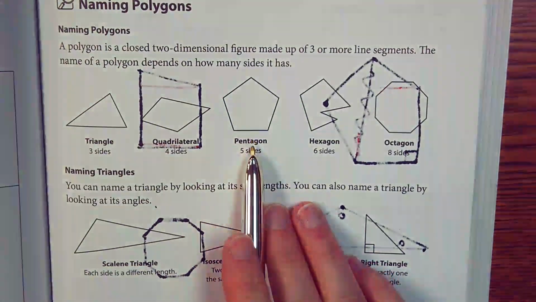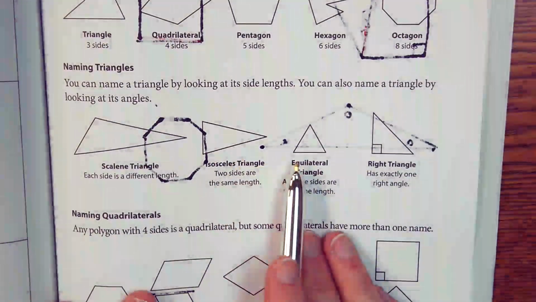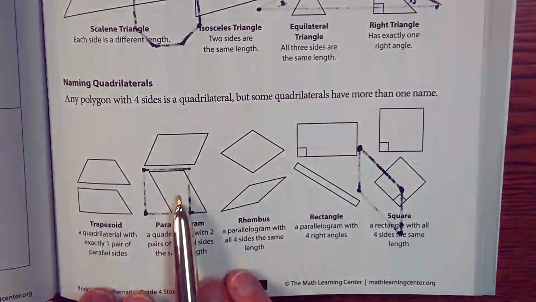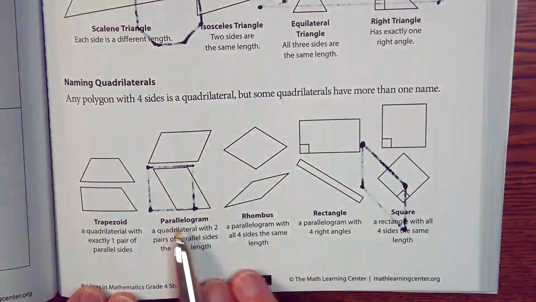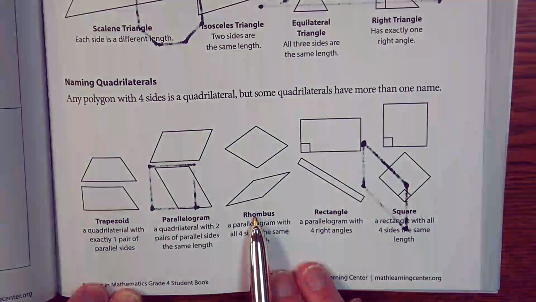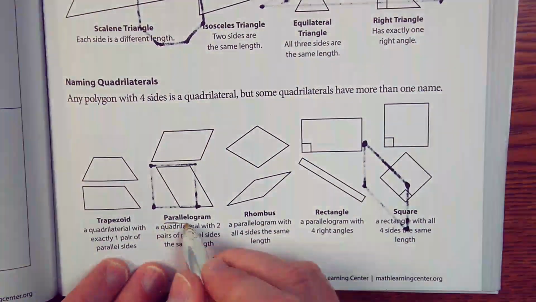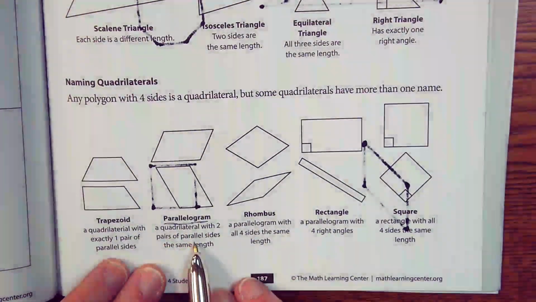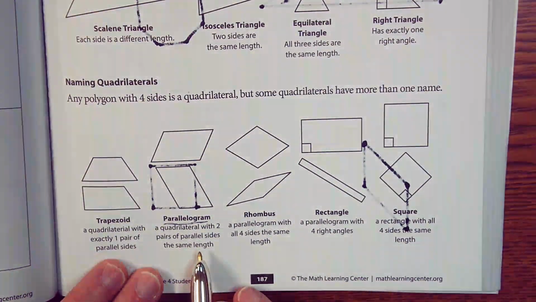Triangle, quadrilateral, pentagon, hexagon, octagon. All the triangles, scalene, isosceles, equilateral, right. And then down here, this is where all the good stuff has. These are all quadrilaterals, but they've grouped them into trapezoids, parallelograms, rhombus, rectangle, square. And you're trying to identify parallelograms in this question. A quadrilateral with two pairs of parallel sides, the same length.